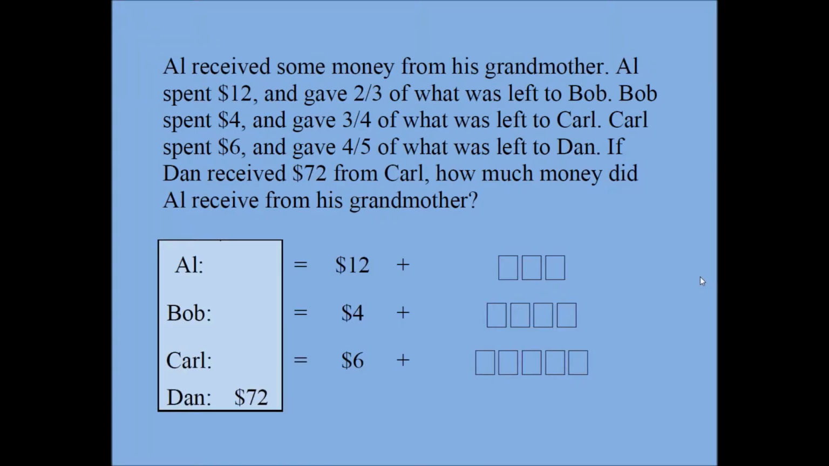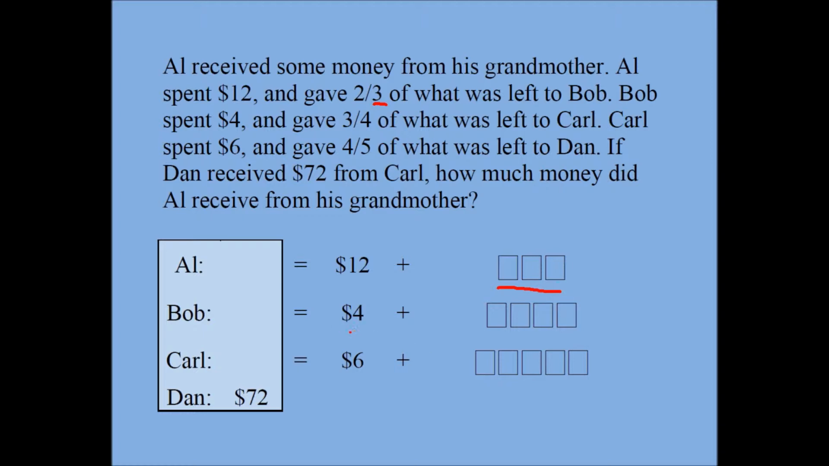Now I'm going to solve this problem visually and I'll work backwards. What you see here is a visual description of what is going on in the question. Al spent $12 and then he gave 2/3 of what was left to Bob. So the denominator, 3, tells me that what was left could be split into 3 equal parts. And he gave 2 of those 3 parts to Bob.